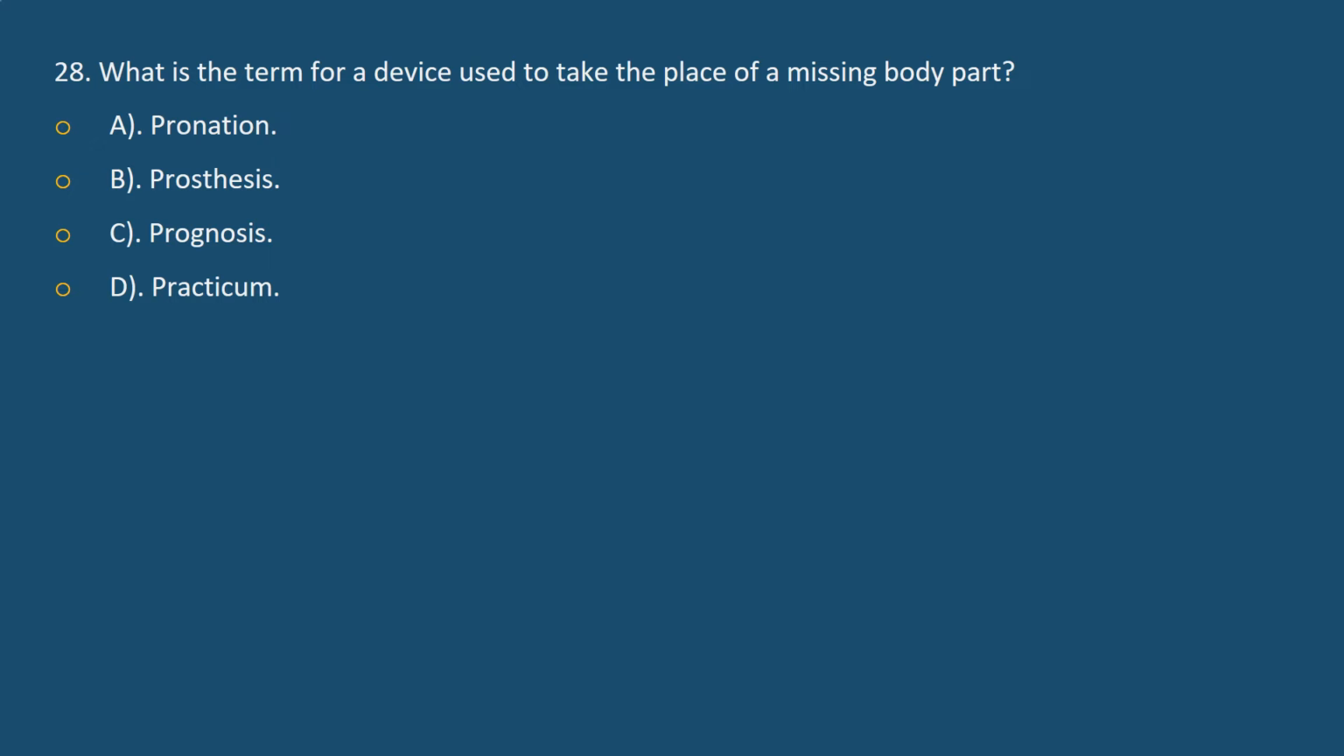Question 28. What is the term for a device used to take the place of a missing body part? A. Pronation. B. Prosthesis. C. Prognosis. D. Practicum.